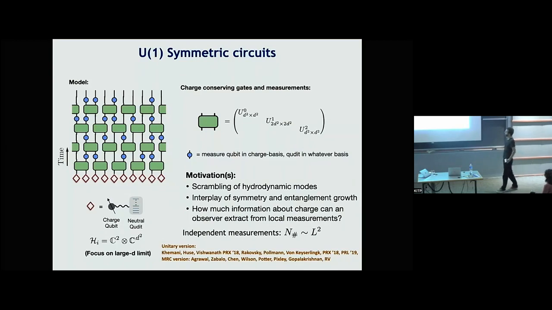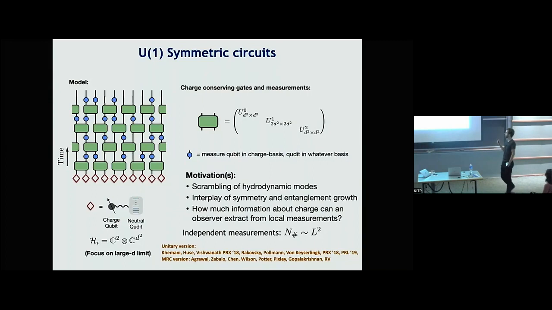The number of measurements you need to reveal charge, to collapse it, is much less than the number of measurements you would need to, say, purify an initially mixed state. More precisely, in order to get the charge, if you have independent measurements, you can convince yourself that the number of measurements you need will go as L squared. And this follows from just the central limit theorem.